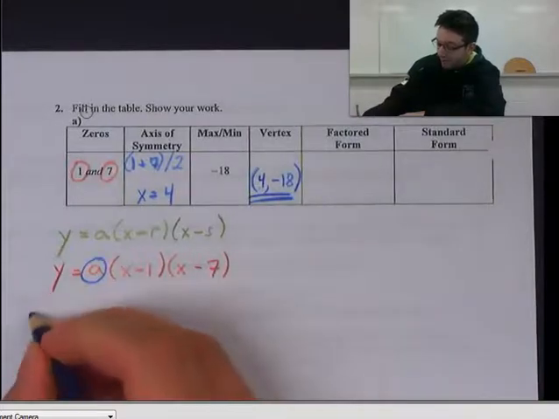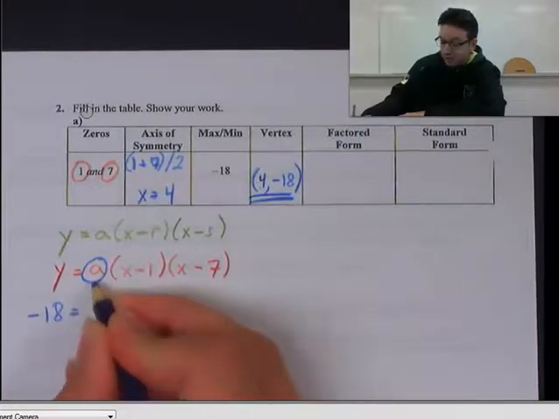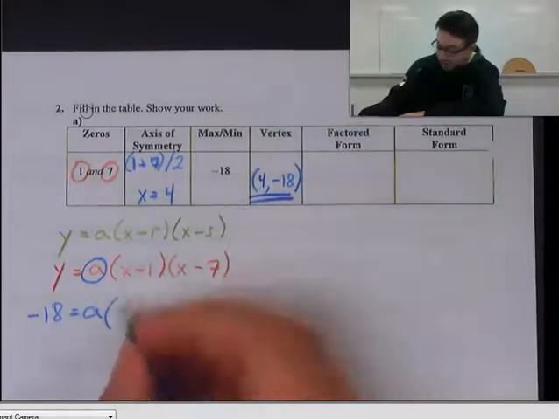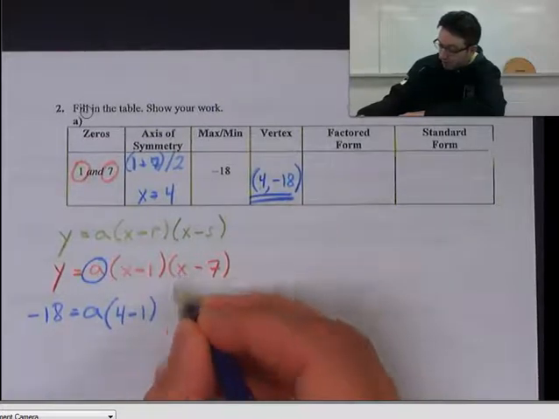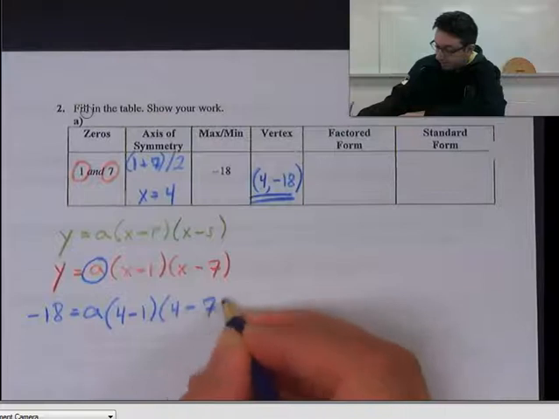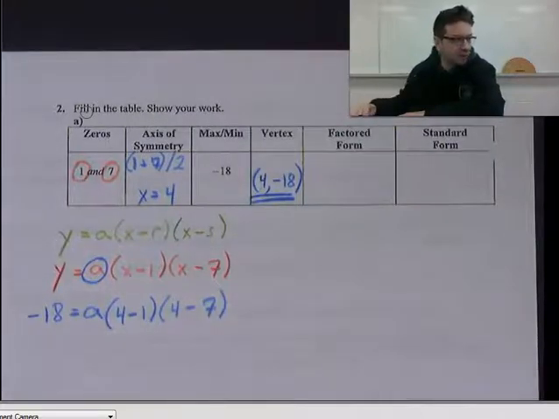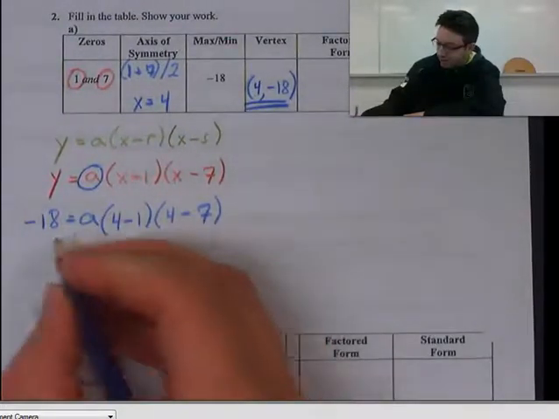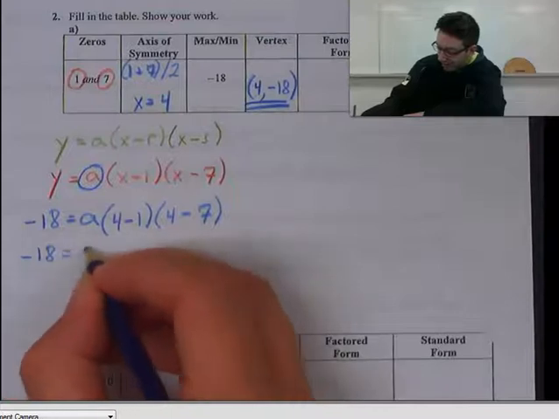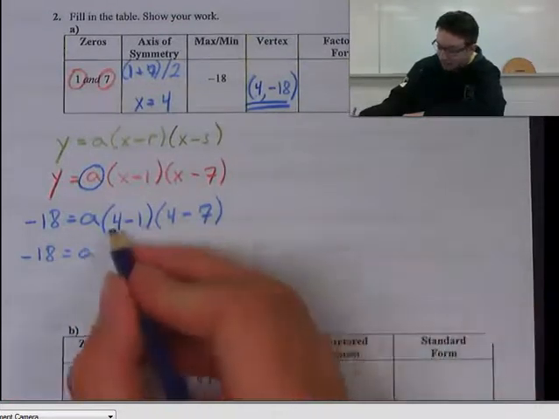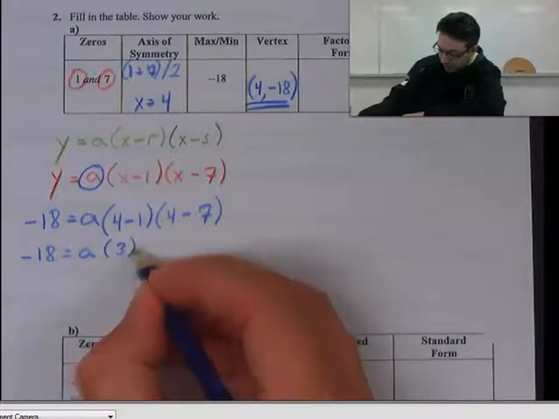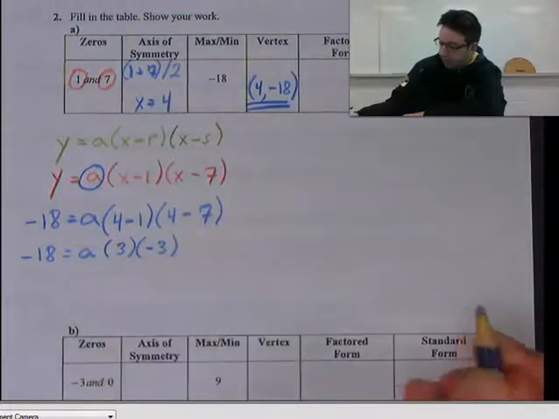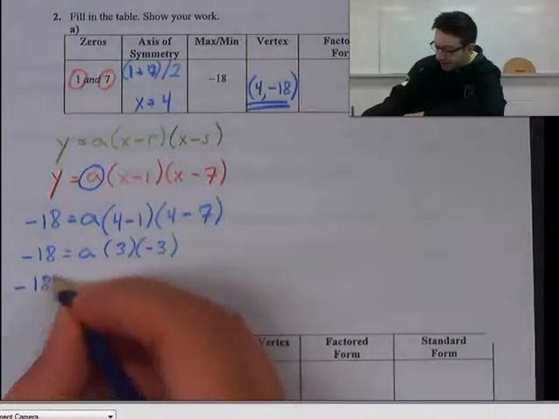So here's our x value, and here's our y value. So y I'm going to write as minus 18 equals, I don't know A, that's what I'm trying to find, and our x values are 4. So 4 minus 1, and over here, 4 minus 7. So now we have an equation that we need to solve for A. Let's take that step by step. Nothing I'm really going to do with the minus 18 yet. Same with A. But let me simplify each bracket. So 4 minus 1 is 3, and 4 minus 7 is minus 3. I'm still going to leave that minus 18 there.